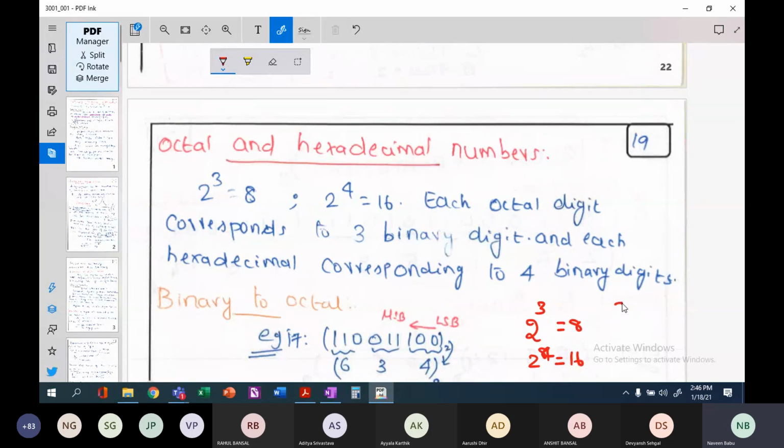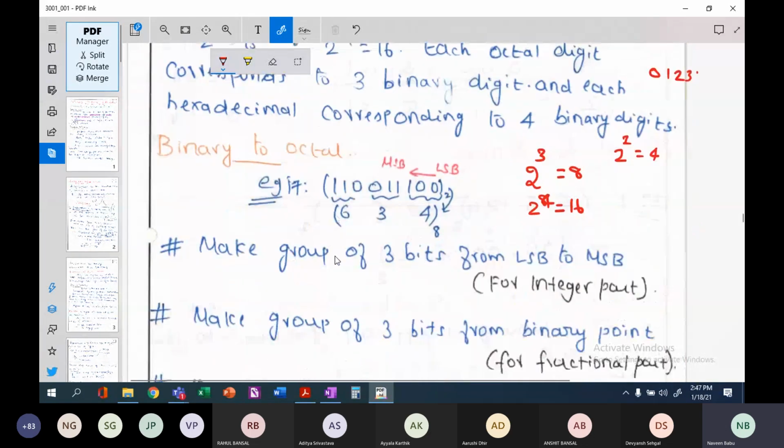Then you might immediately ask why we are not interested in 2 power 2, which is nothing but 4, right? It will not give you any meaning. People tried to develop the 4-bit system, but you have only digits 0, 1, 2 and 3. This is a half-baked number system. Hence 4 is not considered.